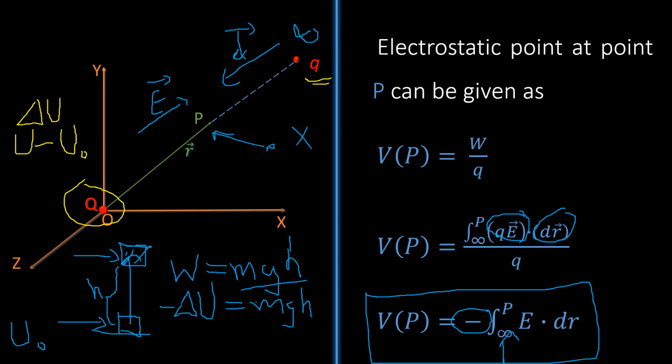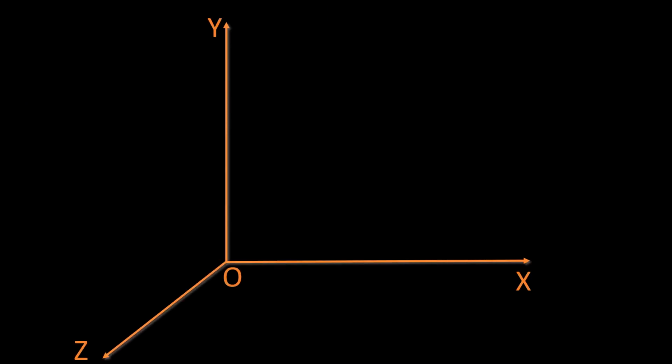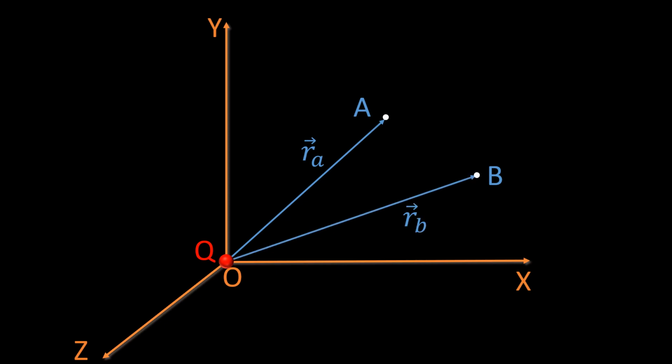And what if we are not coming from infinity, rather we come from some other point in the electric field? So what will be the difference conceptually and in terms of expression? Let us see. So let us consider again a Cartesian coordinate system xyz. Let the origin be O, where we place our point charge q, and now there is a point A at position vector Ra, and let there be one more point B at position vector Rb.